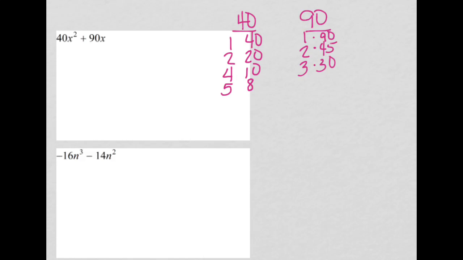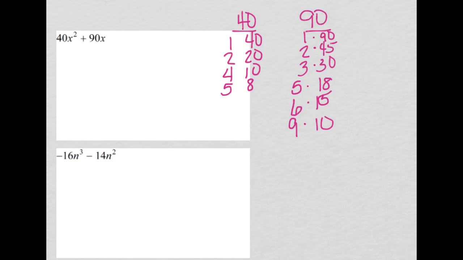Is 4 a factor of 90? No. Is 5? Yes. 5 times 18. Is 6 a factor? Yes. 6 times 15. Is 7 a factor? No. Is 8? No. Is 9? Yes, 9 times 10.